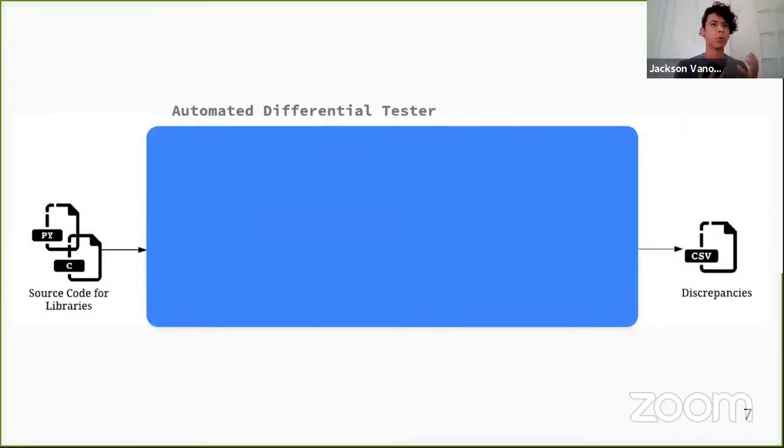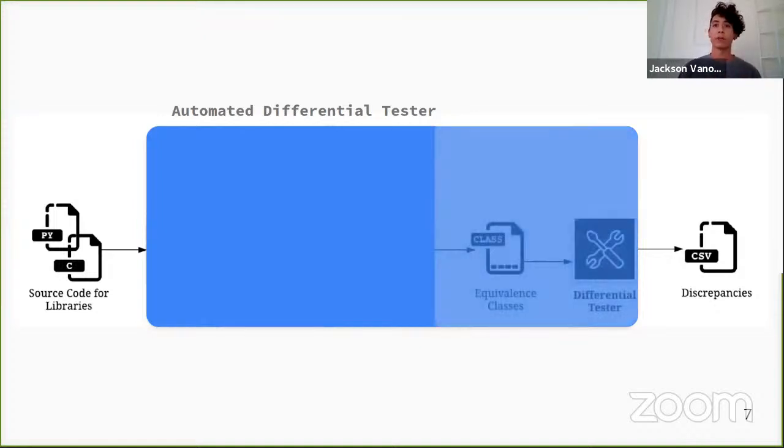So what would this automated differential tester look like? Well, it's going to take as input source code for the libraries that are being tested, the numerical libraries, and it's going to output a set of discrepancies. So we're going to peel back this black box and look under the hood a little bit. There are a couple of components that are going to need to be a part of this automated differential tester, one of which is the differential tester itself.